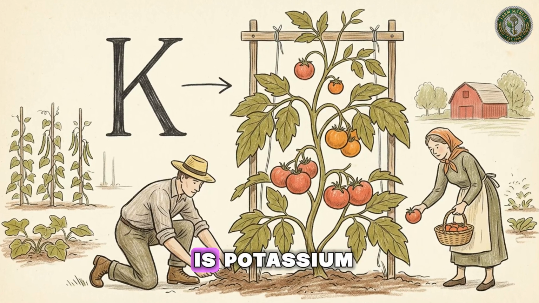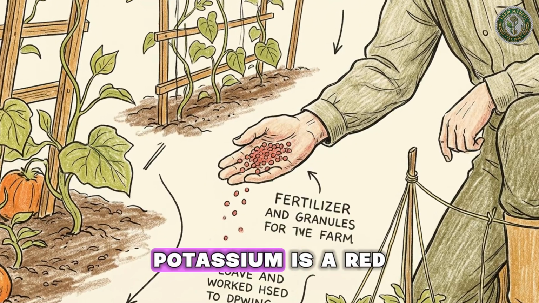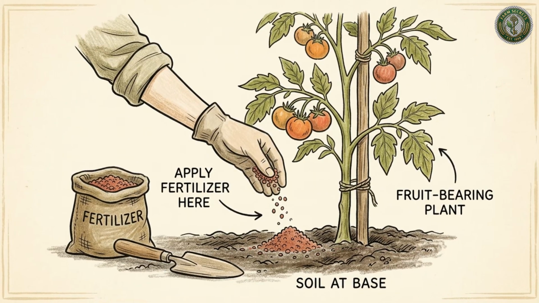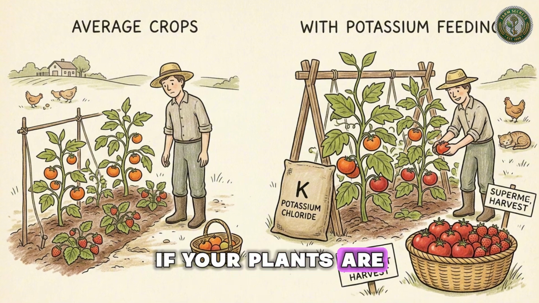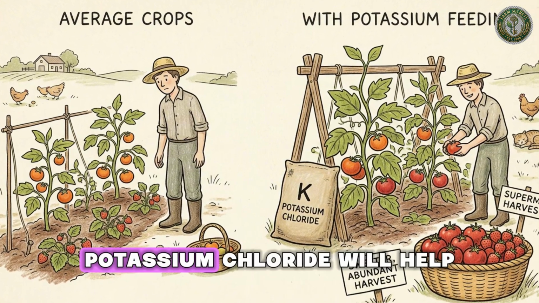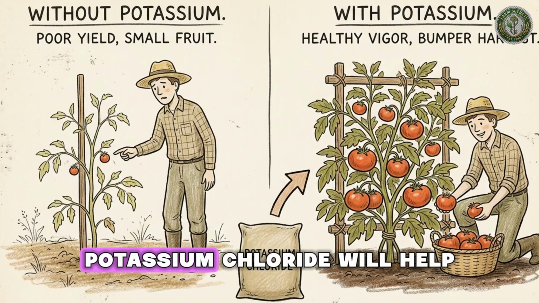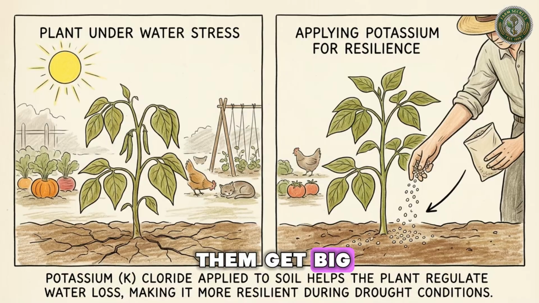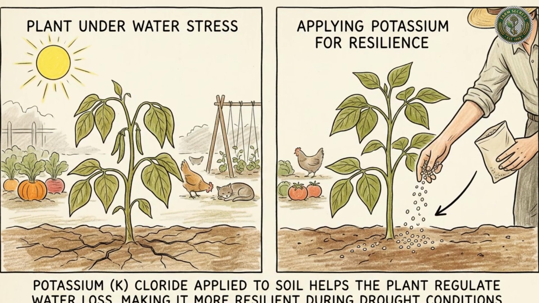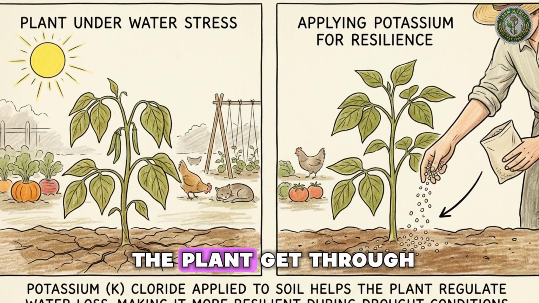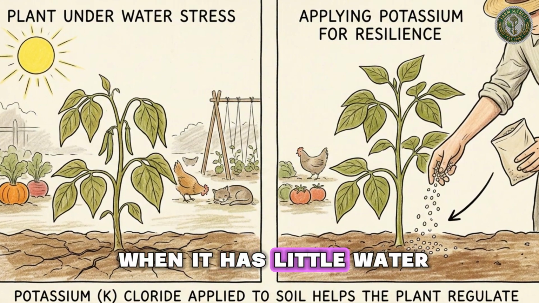Come with me. K is potassium. What is potassium good for? Here it is, guys. Potassium is a red granule like this. See this fertilizer here? What is it used for in plants? If your plants are producing fruit that isn't sweet, potassium chloride will help it get sweet. If your fruits are staying tiny, potassium chloride will help them get big. If your plant is going through water stress, a lack of irrigation, this potassium chloride helps the plant get through water stress, meaning it will help the plant during this period when it has little water.